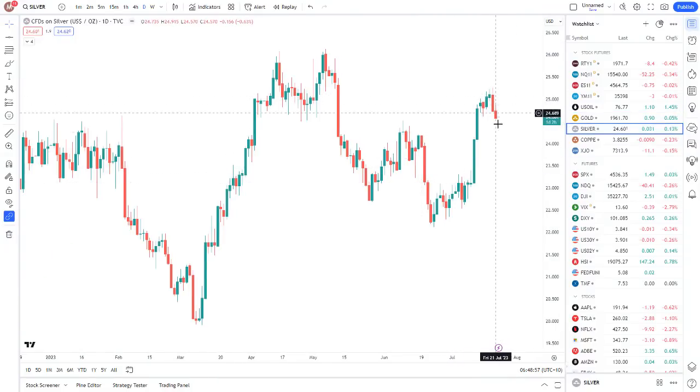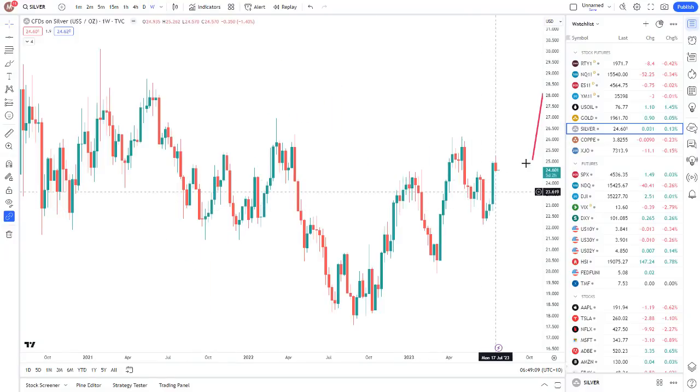Looking at silver as well, silver's just having a bit of a short-term pullback, but silver has now completely changed the short-term downtrend. The short-term downtrend was coming down through here. Now we're coming back up through here. If we go have a look at that weekly chart.